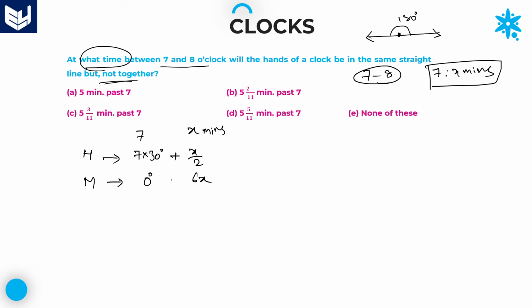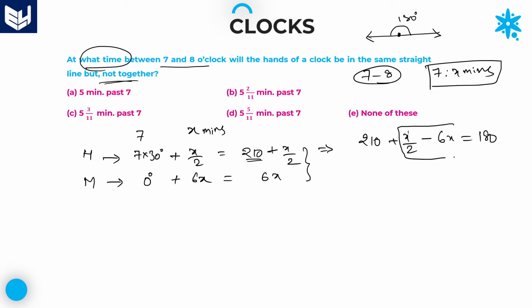Now add these two. What do you get here? 7 into 30, that is 210, plus x by 2, for the hour hand, and for the minute hand it is 0 plus 6x, which is equal to 6x. The angle between these two is 180 degrees. Here I will take h minus m first, because the value looks lengthy. So 210 plus x by 2 minus 6x is equal to 180 degrees.